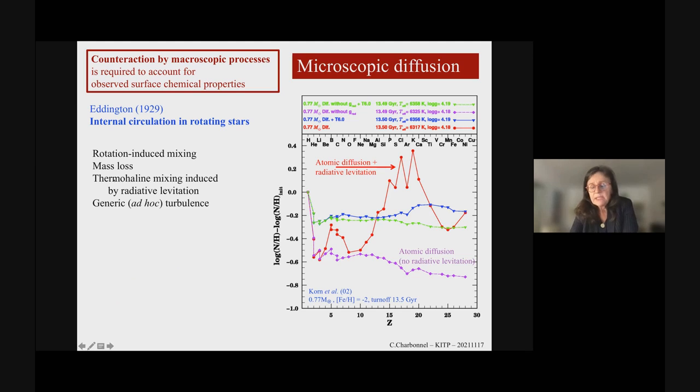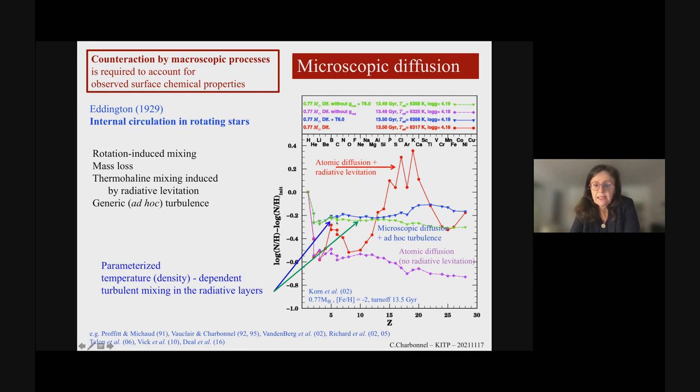But mass loss has been invoked, also thermohaline mixing induced by radiative levitation itself, and in general, in the models, what people use are the so-called ad hoc or generic turbulence to counterbalance these effects. And here in blue and green, you can see the variations which are obtained when you include a parametric turbulent mixing, which is here temperature dependent, which acts in the external layers and which flattens this curve.